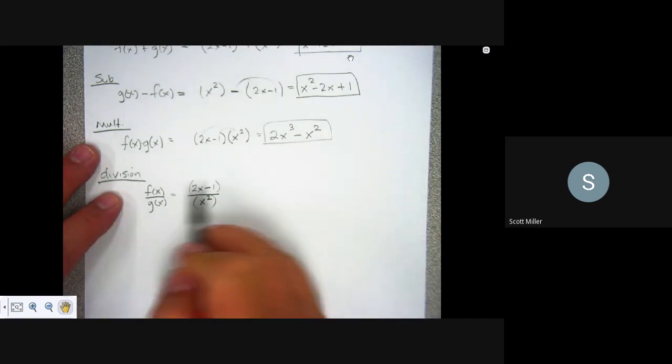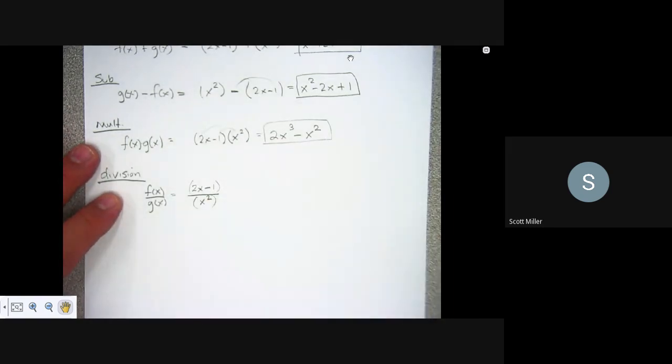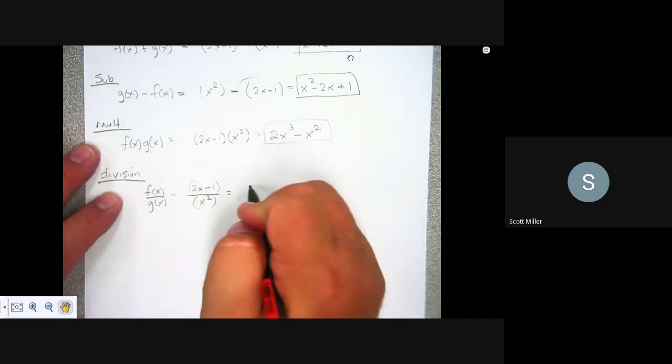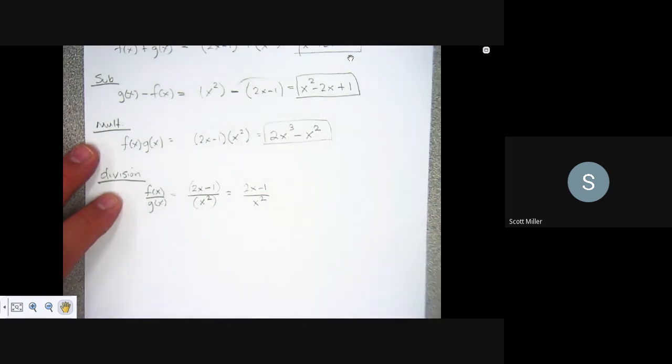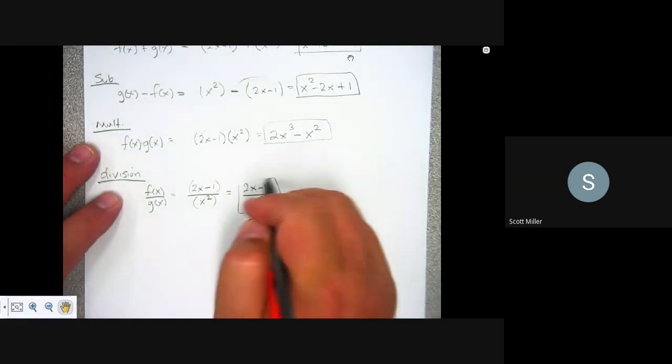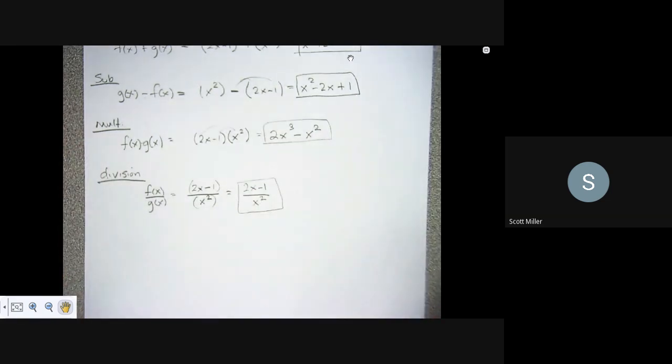There is nothing that can reduce here. This is literally done. So you can just drop the parentheses and just write it as 2x minus 1 over x squared. There's nothing that you can do to simplify this. This is it. So all of those are how it's done. Okay.